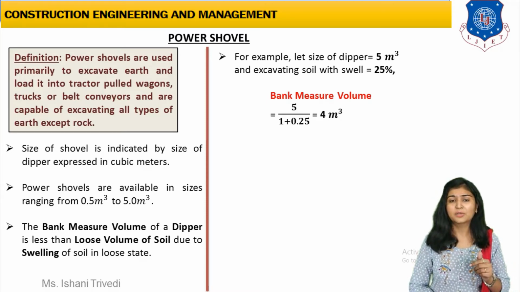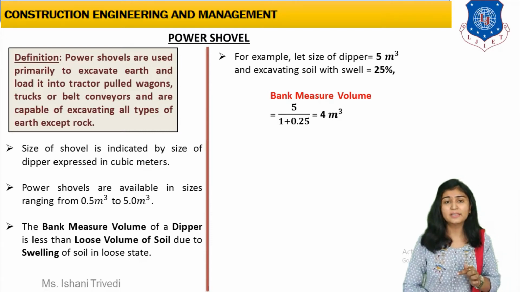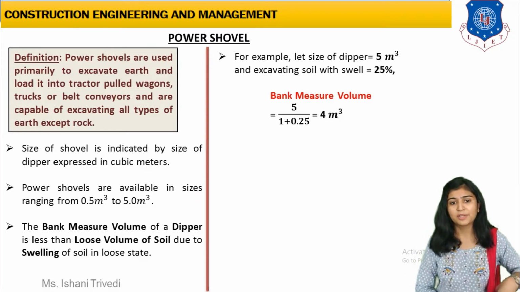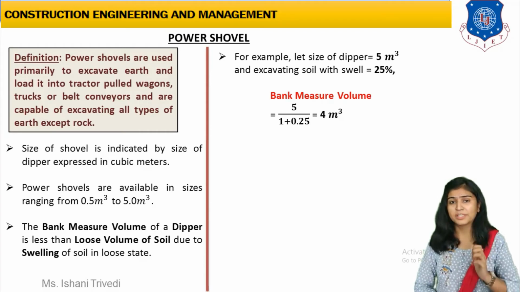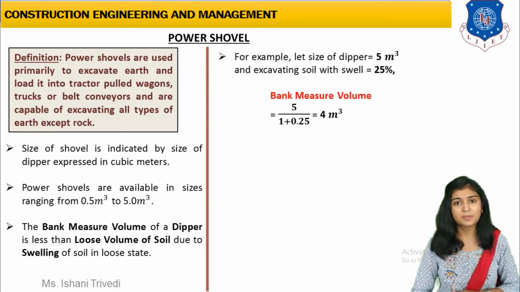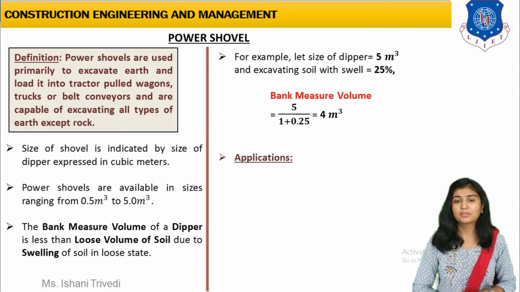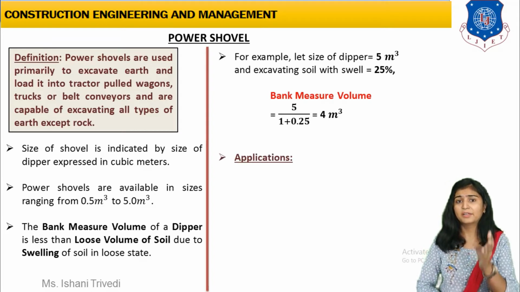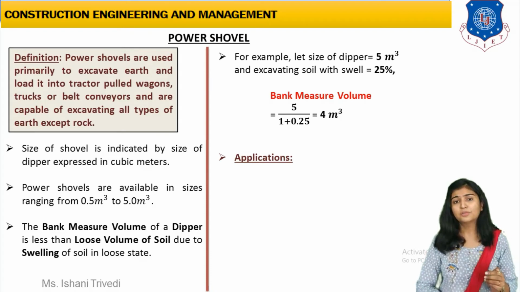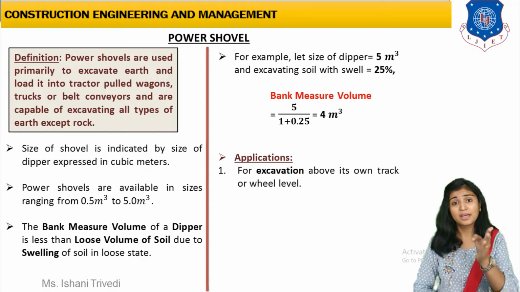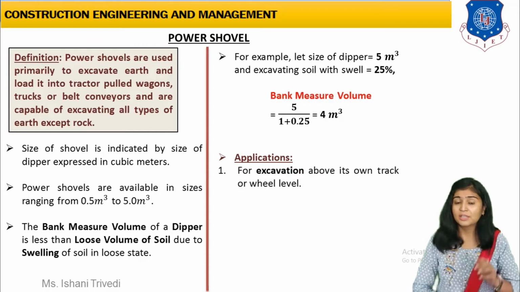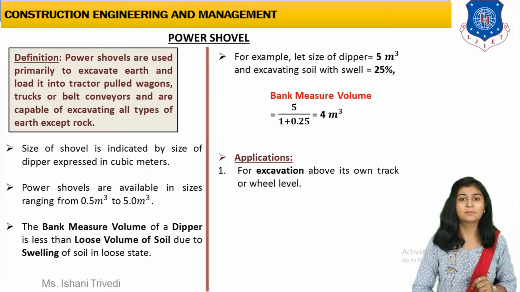So if I want to calculate the bank measure volume, then for example, let us say that the size of the bucket or the dipper is 5 meter cube and the soil which we are dealing with is going to undergo 25% swelling. We have determined the physical properties of the soil. So I can divide 5 by (1 + 0.25), so 4 meter cube will be the bank measure volume. You have to study the lecture regarding the definitions to understand these terms. You are supposed to remember them when we are talking about this.